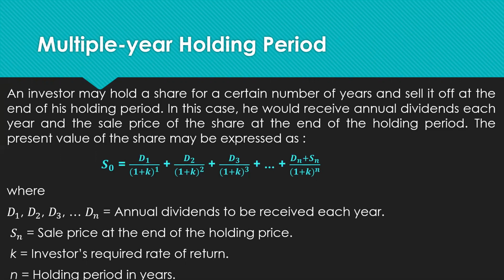So we're going to calculate each dividend's value. So D1 by 1 plus K the whole raised to 1, D2 by 1 plus K the whole raised to 2, which is a second year's dividend, D3 by 1 plus K the whole raised to 3 and so on till the last dividend and the sales price is received. So this is the formula.